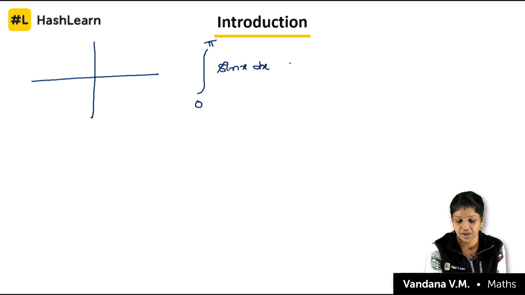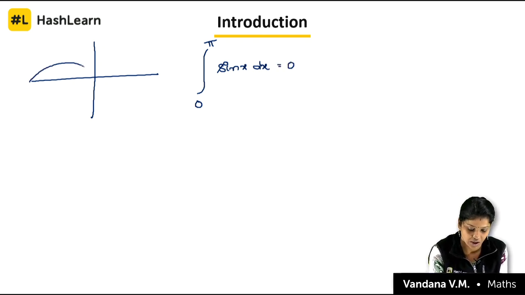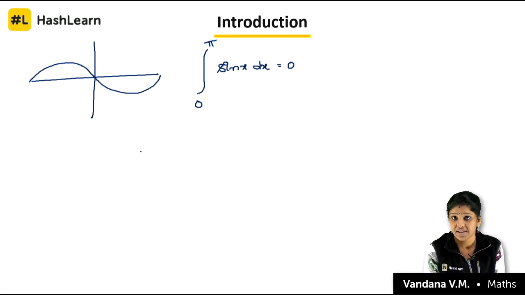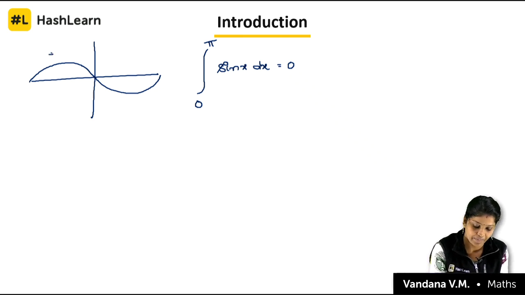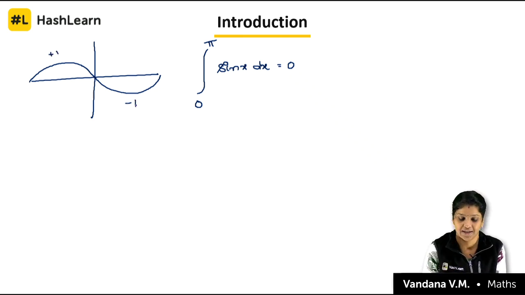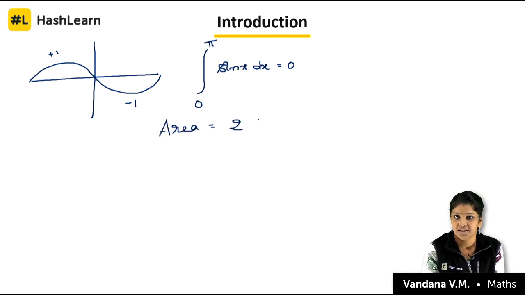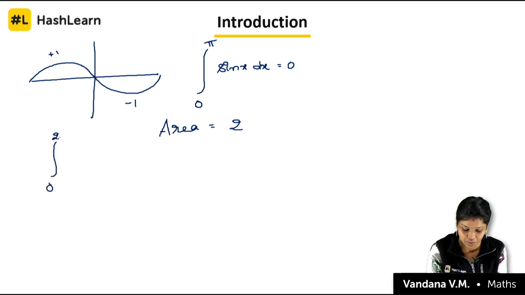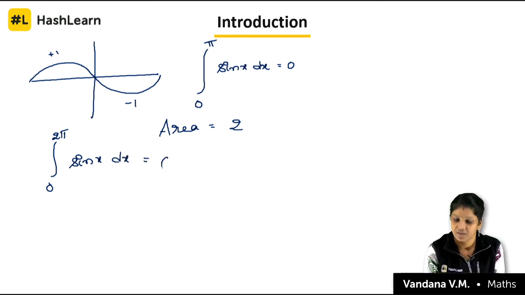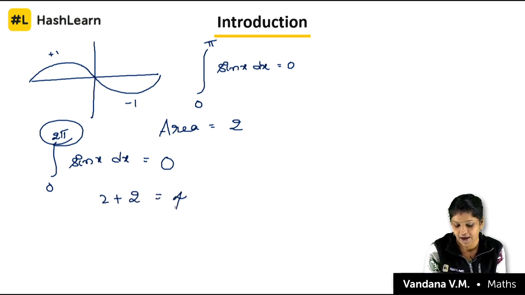If it is a definite integral, it is 0 because your curve will be like this. If I am asking you to find the area bounded by, here plus 1, here below the x axis, then I will get the area. For this it is 2. In the same question, if I ask 0 to 2 pi sin x dx, that time also it is 0. But if I ask area bounded by, it is periodic with pi. Here I am having 2 pi. So 2 plus 2, I will get the area as 4.